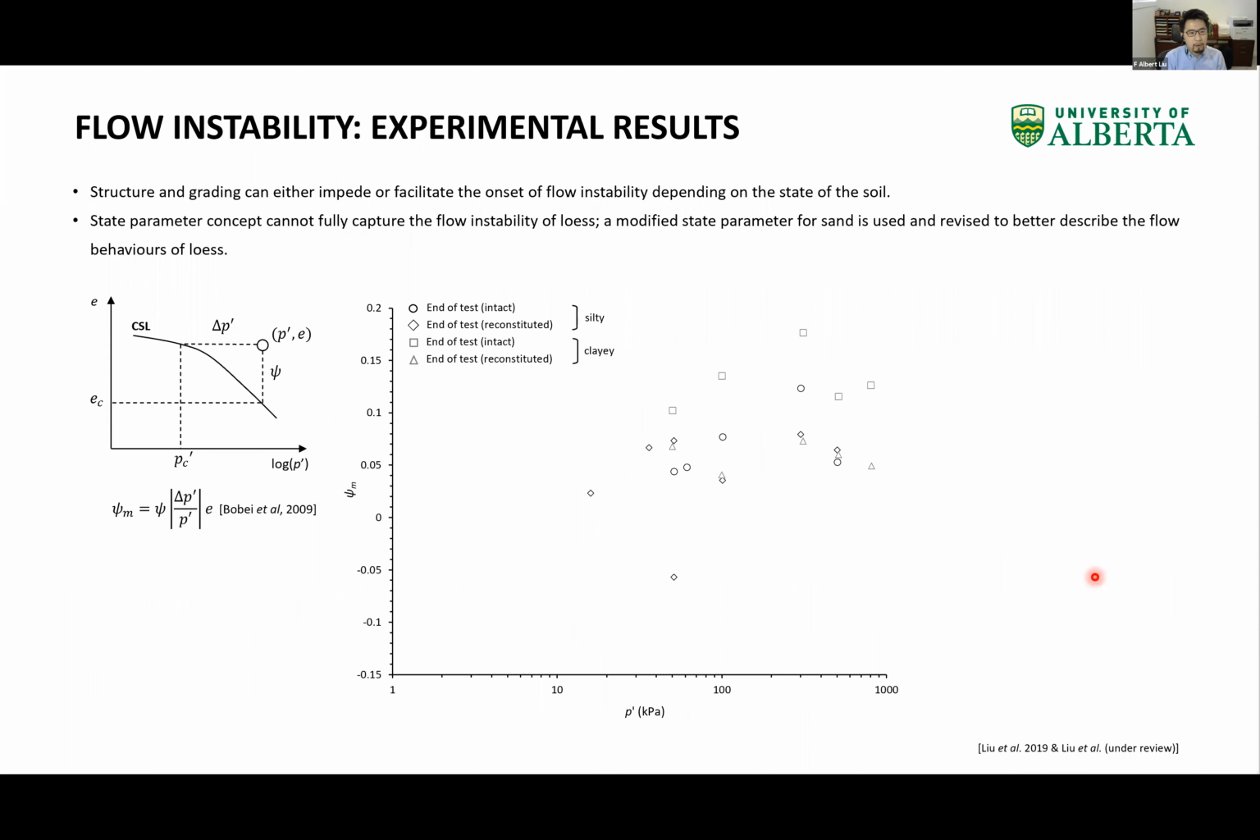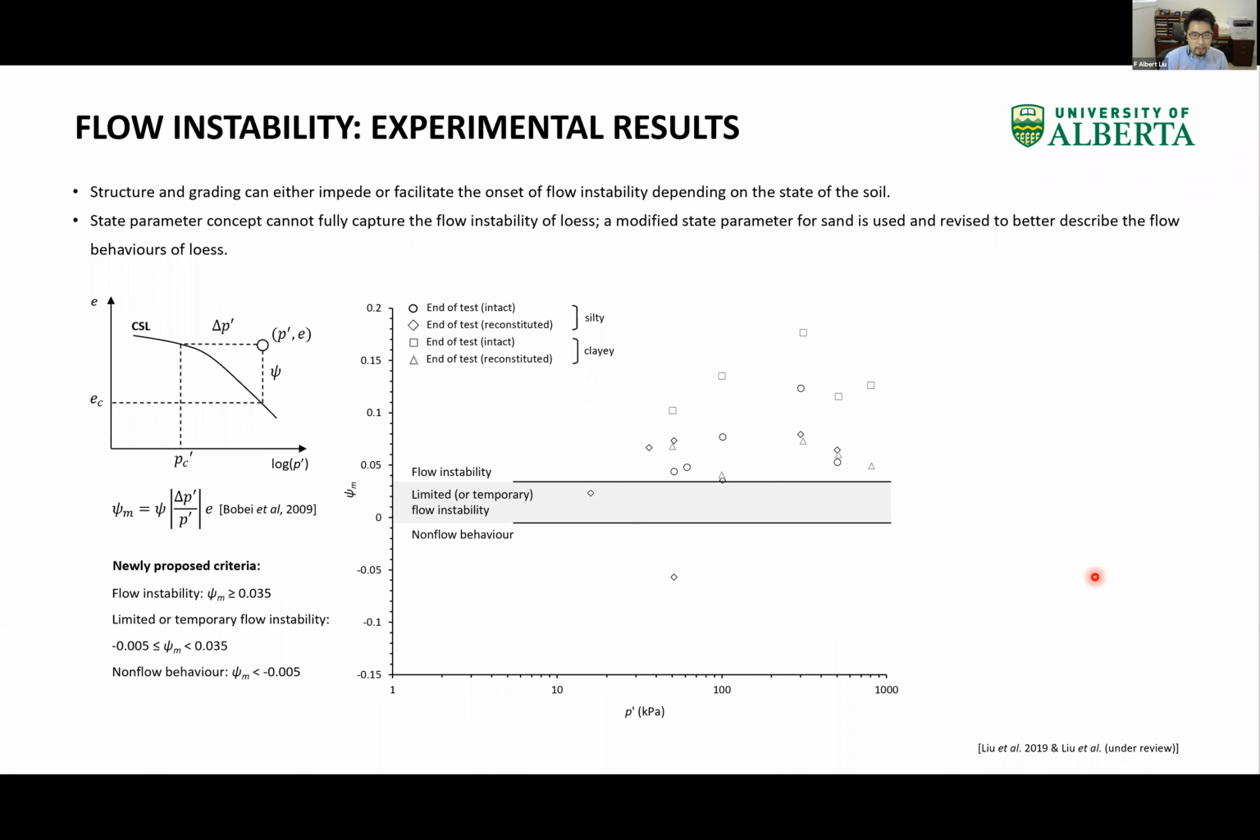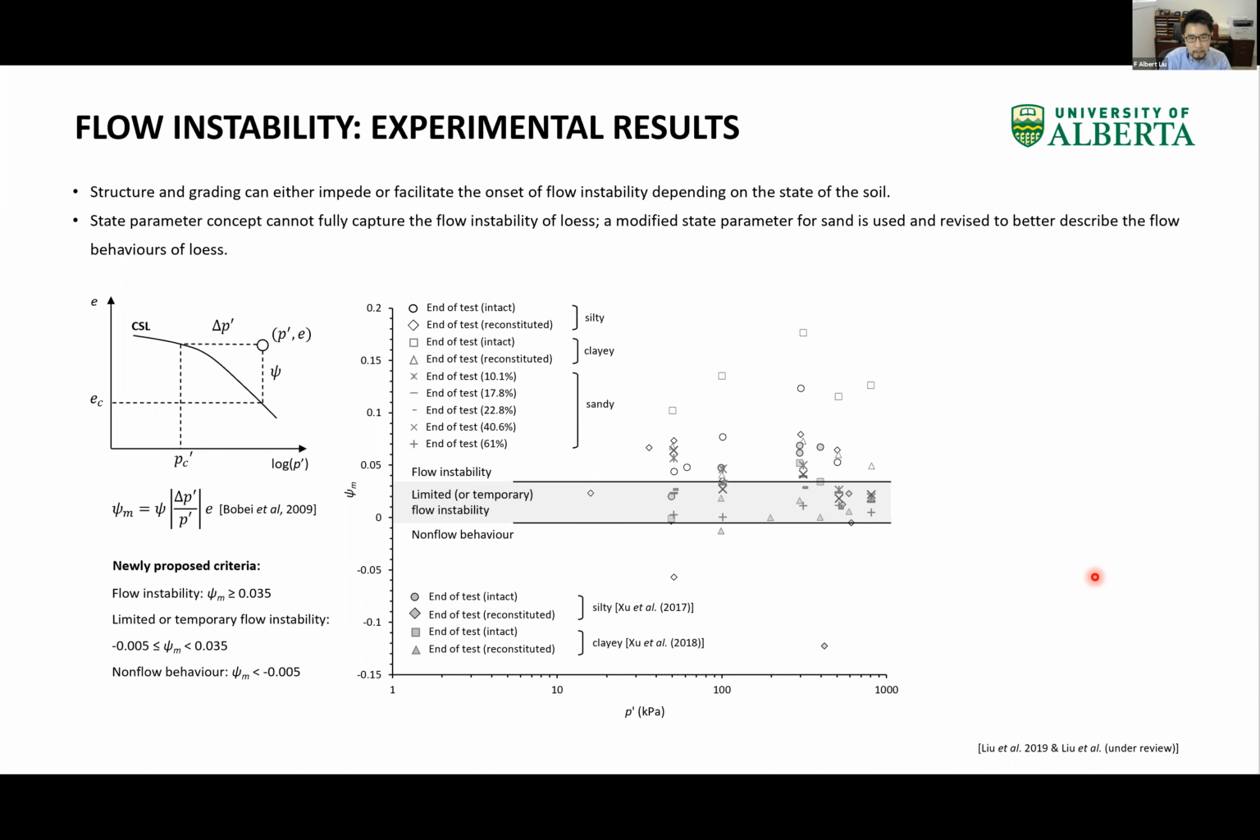So I'm just going to quickly talk about this one. You can use a modified state parameter to capture the flow behavior. By proposing a criterion for the modified state parameter, you can see where those modified state parameters sit in this chart. That gives you a prediction of how intense the flow behavior is going to be, whether it's going to be a flow instability or dilative non-flow behavior.